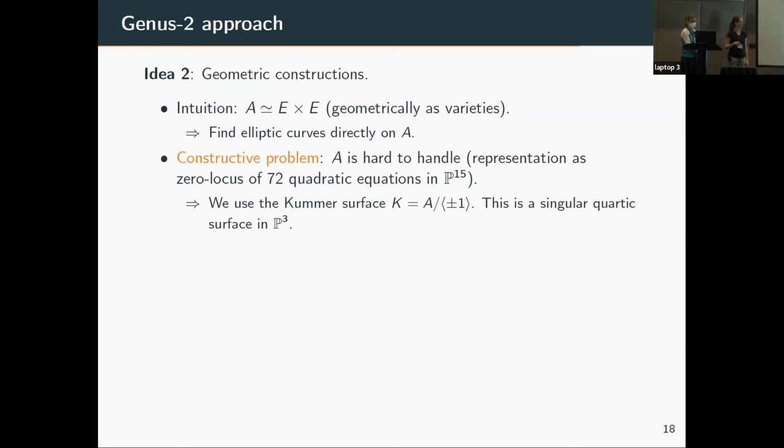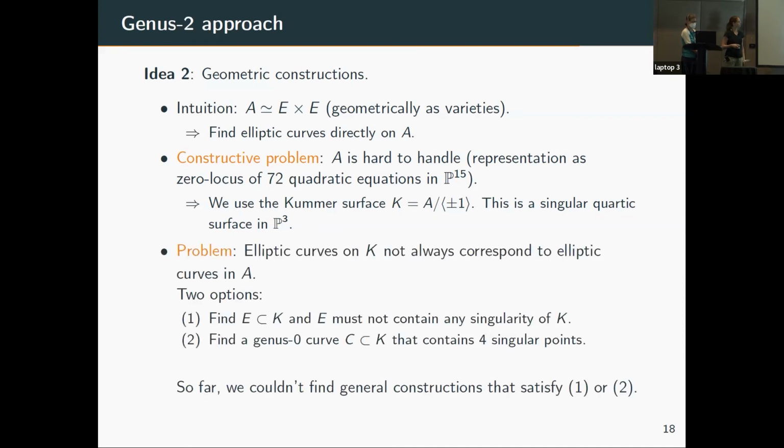But there is a very easy object that's associated to this abelian surface, which one obtains if we just identify every element with its inverse. And so we're working with this so-called Kummer surface. And here there are again some problems with this approach, and that's, for example, that if we have an elliptic curve that lives on the Kummer surface, it might not be an elliptic curve on the abelian surface. But in theory, we know how curves on the Kummer surface have to look like so that they are elliptic curves on the abelian surface again. That said, in theory, we know how they should look like, but in practice, we couldn't find any that have those properties that we wanted.